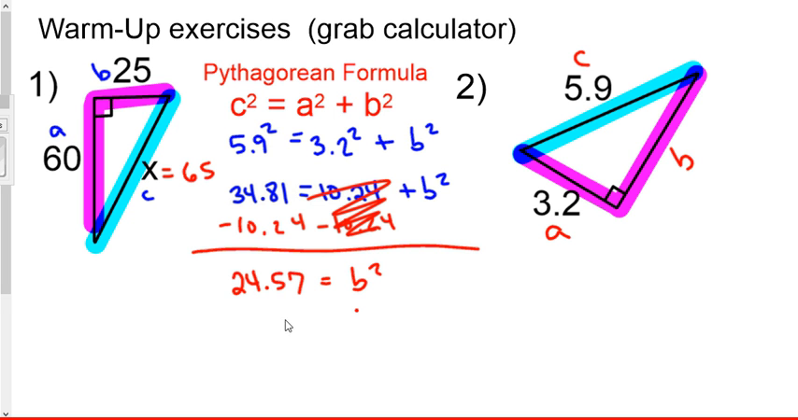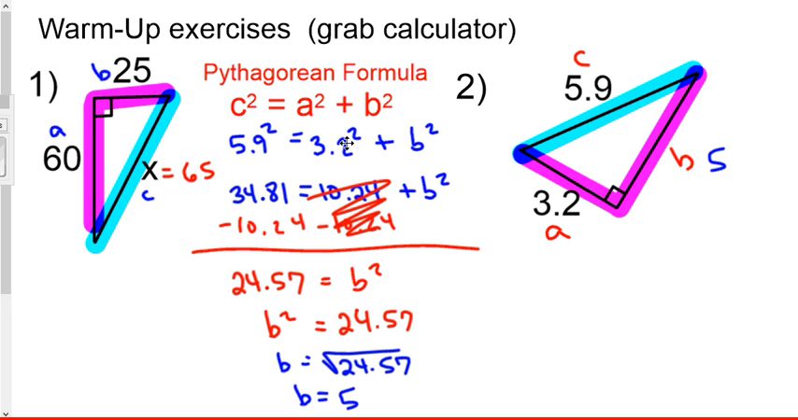And now let's actually just flip this around. I like the variable on the left side most of the time. There we go. Let's just rewrite it. And now all we have to do is find out the square root of 24.57. And the square root rounded to the nearest tenth is actually 5. So, but that's rounded, of course. Do a quick check, make sure that your hypotenuse is always longer than your legs. And you're okay.